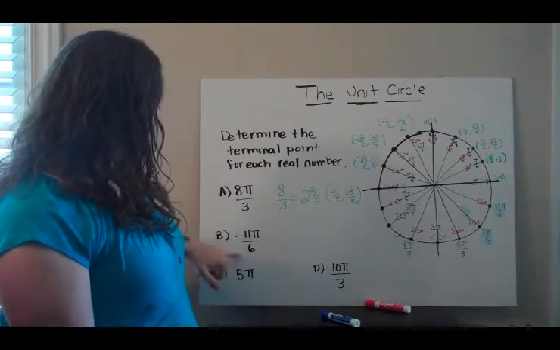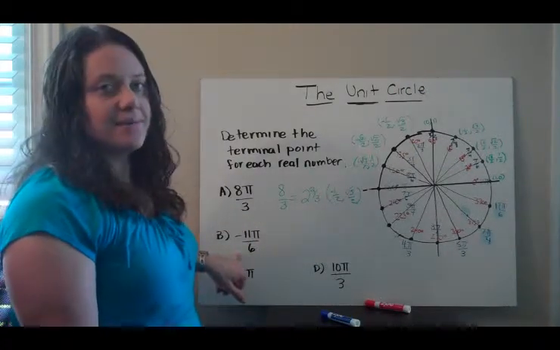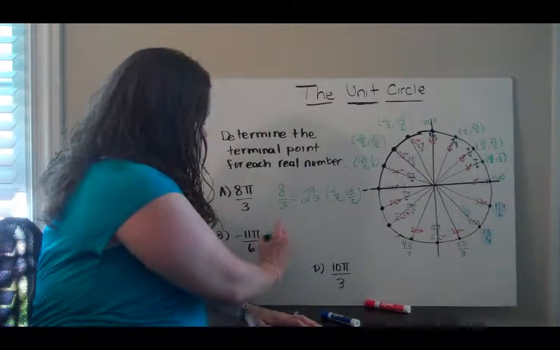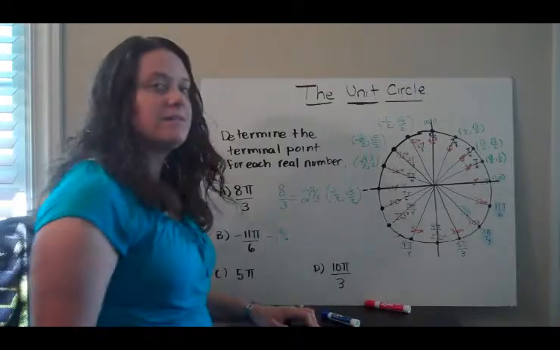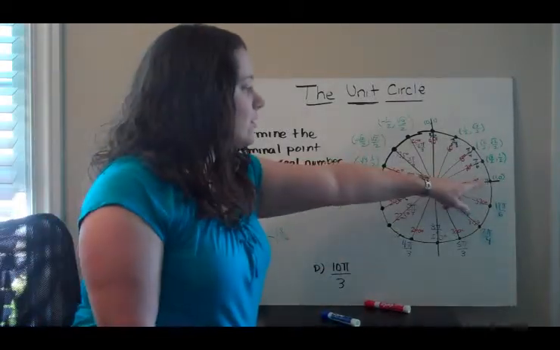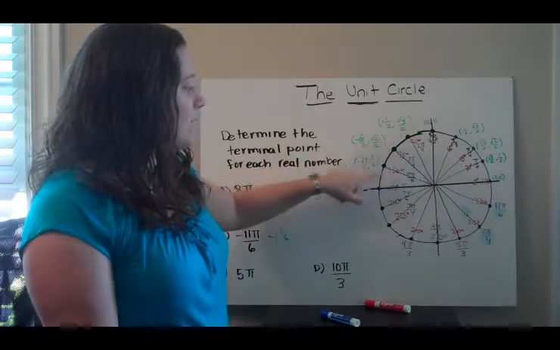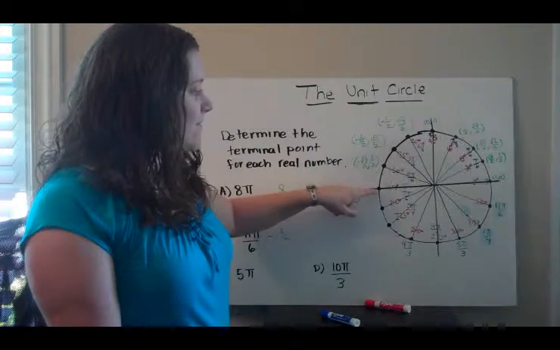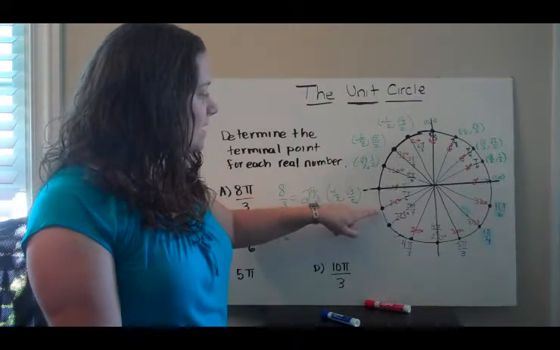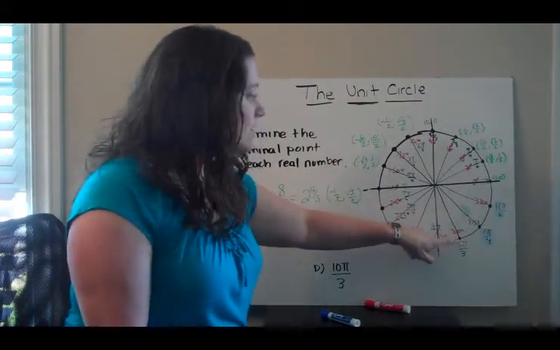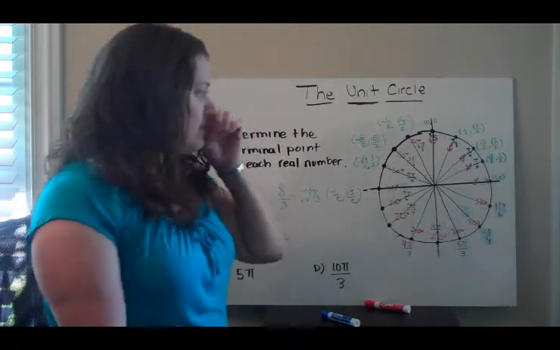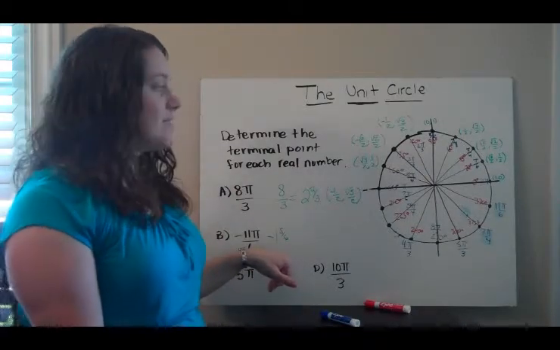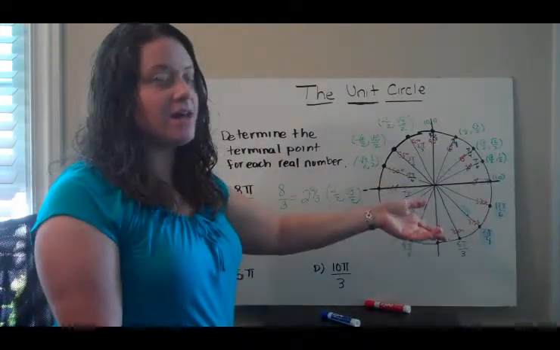Okay, now when I look at negative 11/6 pi, again I'm going to convert that into a mixed number. So that's going to be 1 and 5/6. So I know that it's going to go around 1 whole time and then 5/6 more. If I look from here, I can see 5/6: I have 1/6, 2/6, 3/6. I'm going to go around negative 1 and 5/6 times, so I need to go in a clockwise manner.